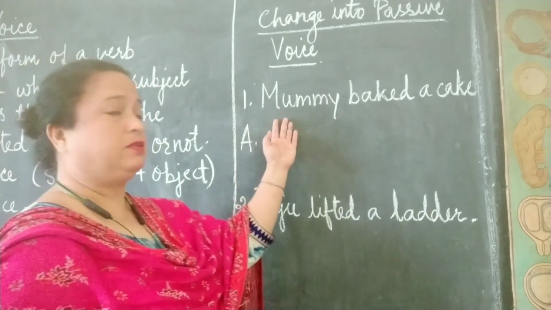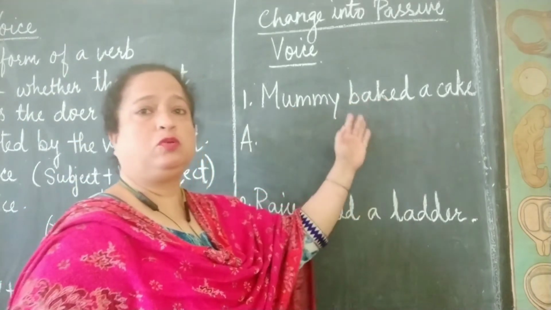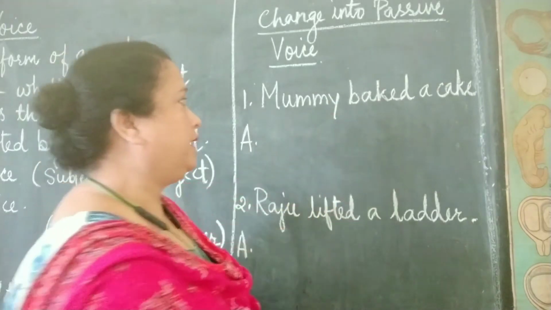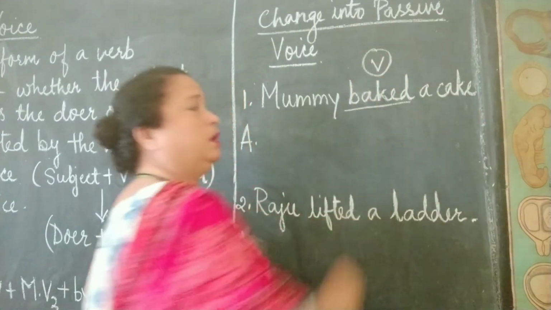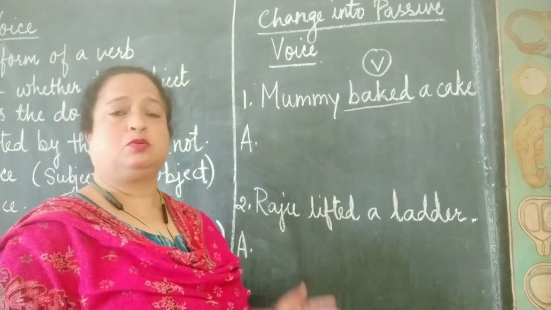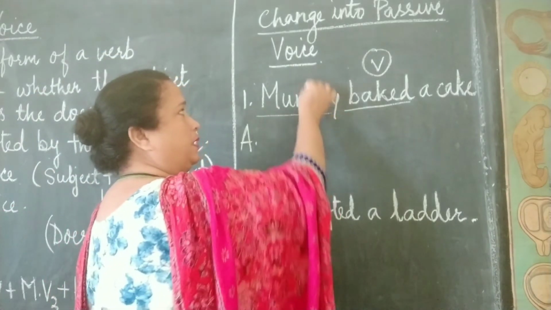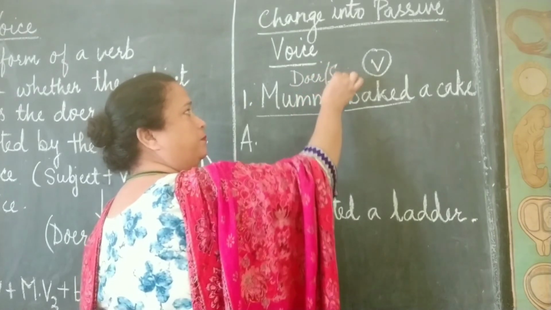So let us have a look at the first sentence. Mummy baked a cake. If I want to know what the verb is, I have a look and I come to know that the verb is baked. Now, let us ask the question as to who baked. So we get the answer, mummy. So mummy is the doer or the subject.